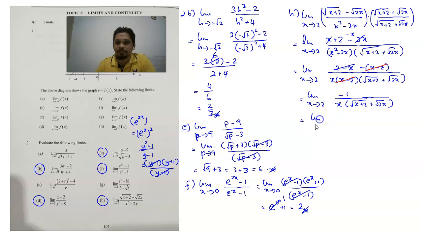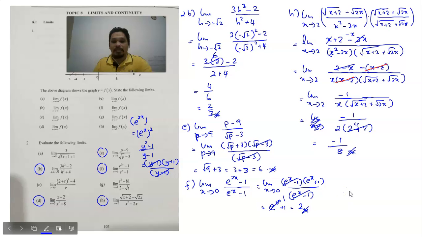Okay, we substitute the value of x equal to 2 here, so we don't have to write the limit again. Now for substitution, 1 divided by 2, and then 2 plus 2 equal to 4. The square root of 4 equal to 2, plus 2 times 2 equal to 4. Then negative 1 divided by 2 plus 2 equal to 4, 4 times 2 equal to 8. Okay, next.